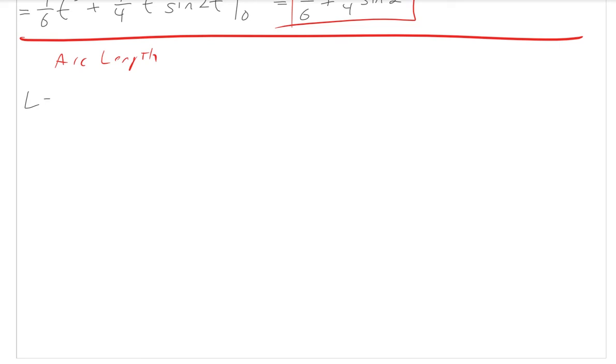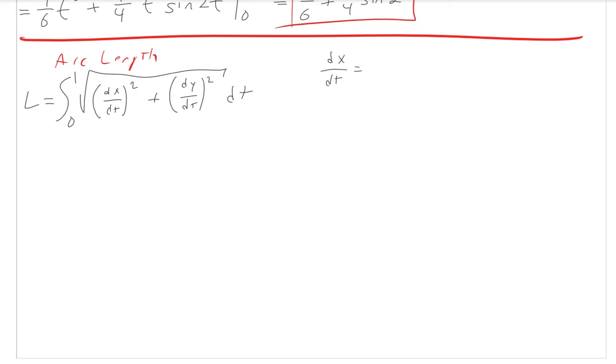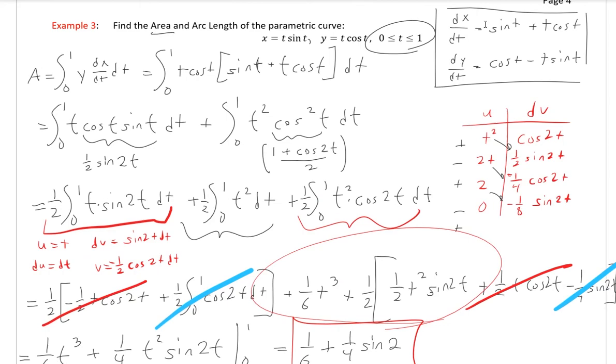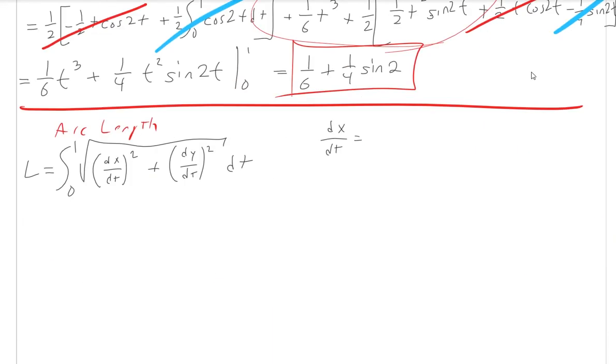Okay, remember the formula for arc length here is, in this case, 0 to 1, square root of dx/dt squared plus dy/dt squared dt. So we need each of these. And we already have both of these. We have dx/dt from before. We'll write it again. dx/dt is sine t plus t cosine t. And dy/dt was cosine t minus t sine of t.